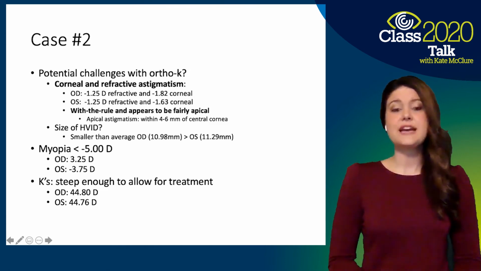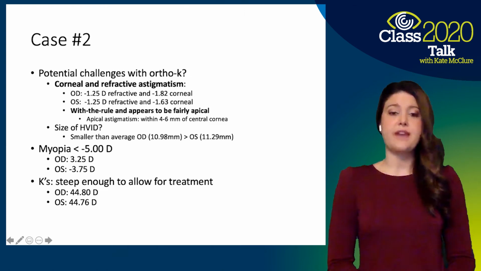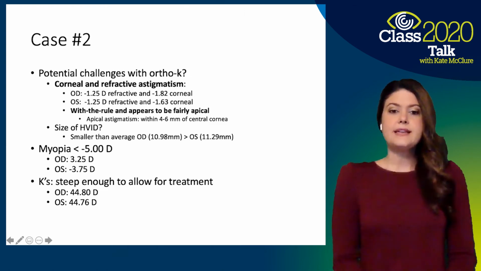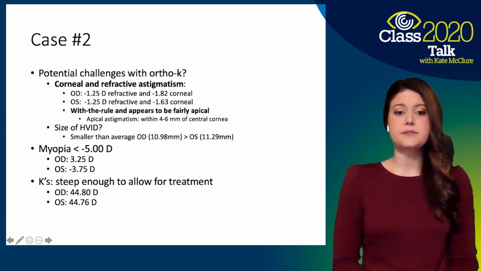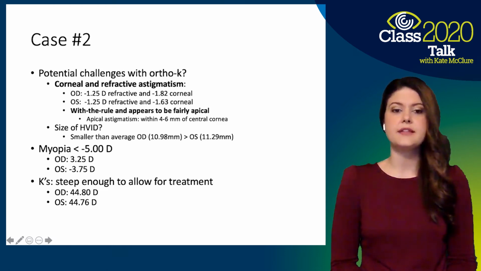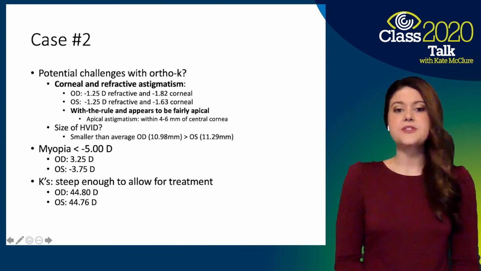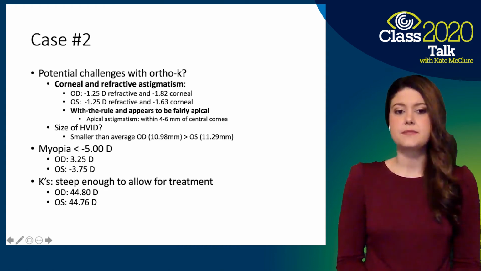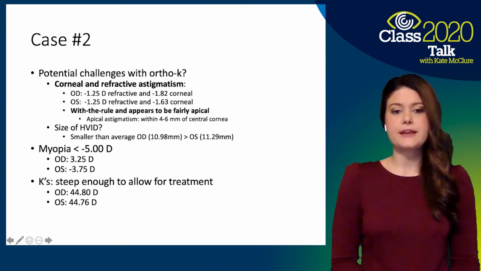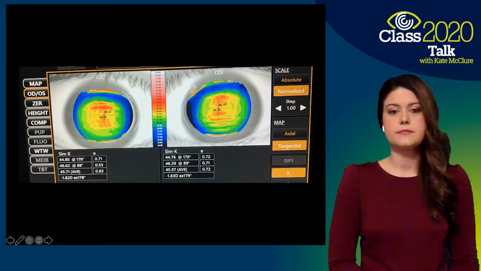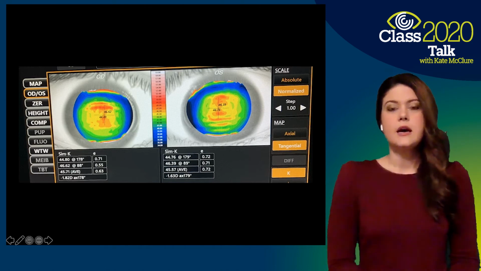The patient's HVID is also on the smaller side of average, which makes Ortho K a little bit more challenging. Now, on the positive, his myopia is less than 5 diopters. He's minus 3.25 in the right, minus 3.75 in the left, and his Ks are steep enough to allow for treatment. That would put him a little over 41 in both eyes.